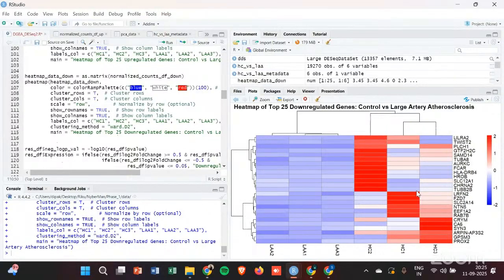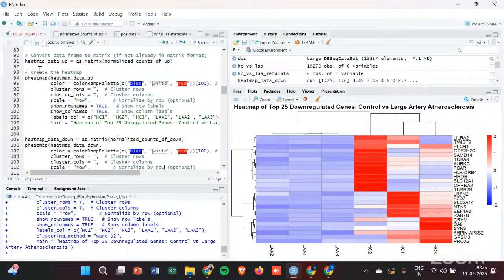So would it be the same as the DESeq result, or would there be any difference? No, DESeq is going to give you the normalized counts. So this is what comes out of DESeq. This is the first layer of normalization. When you use the parameter scale equal to row, you perform the z-score normalization as well, and that you do inside pheatmap.